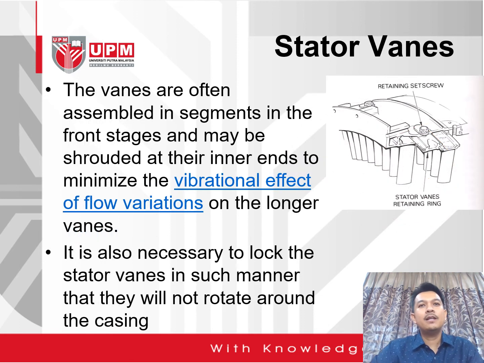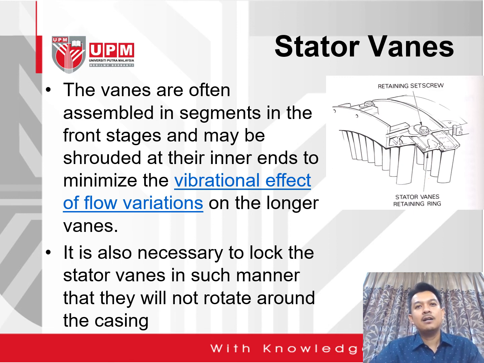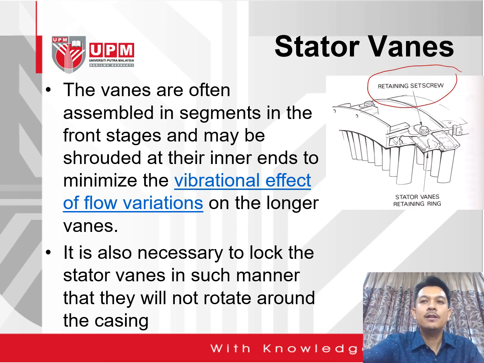The vanes are often assembled in segments in front stages and may be shrouded at their end to minimize the vibrational effect of flow variations on the longer vanes. So you imagine there are certain cases the vanes are longer and there are certain cases the vanes are a bit shorter. It is also necessary to lock the stator vanes in such a manner that they will not rotate around the casing. So you can see here in this particular photo, there are retaining set screws to secure the stator vanes onto the retaining ring.